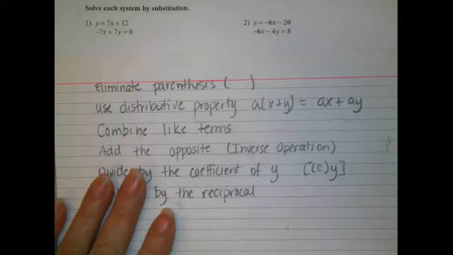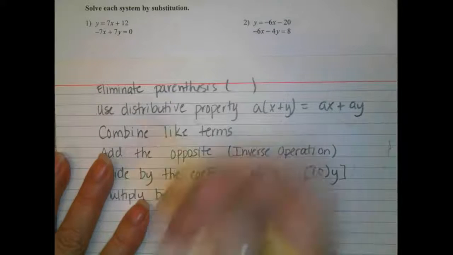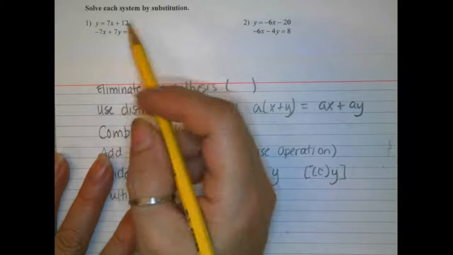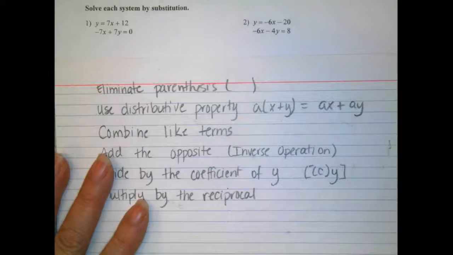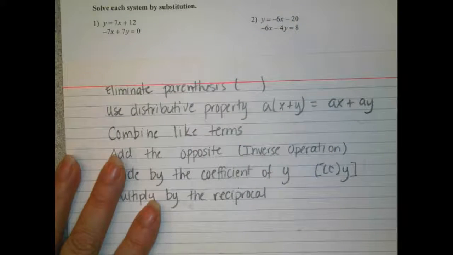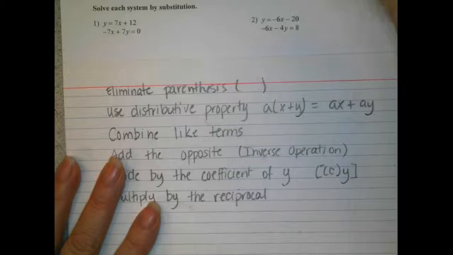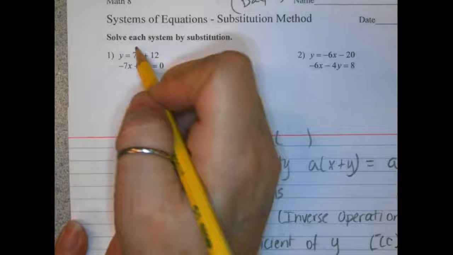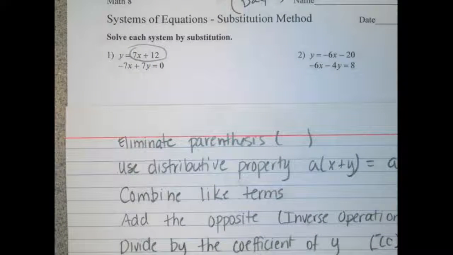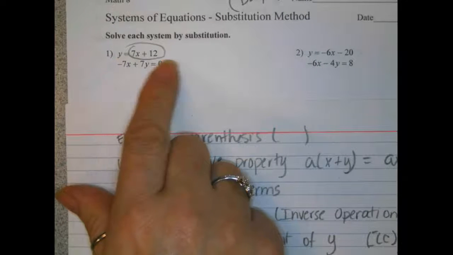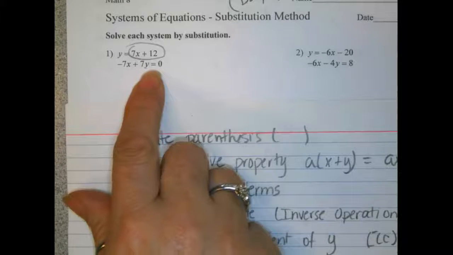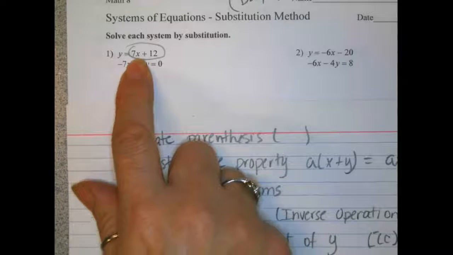So we're going to look at the first problem here. Okay, so right now we have two equations, right? And we can solve these because we know what y is equal to. What is y equal to? Look at it closely. I'm going to zoom in here. Y is equal to 7x plus 12. It says that right there. So I'm going to use this information to substitute into my second equation. I'm going to rewrite it, but instead of y, I'm going to write 7x plus 12.